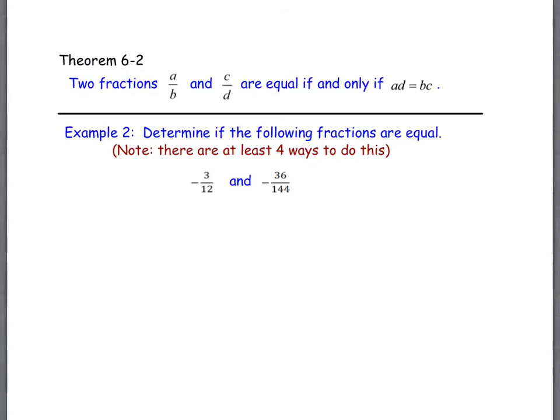All right, Theorem 6.2. Theorem 6.2 says that A over B and C over D are equal if and only if AD equals BC. And sometimes people will call this what? Do you remember? Yeah, they'll talk about this being cross multiplication. So we're saying something like this: A over B equals C over D, if when you circle these here and you multiply them, they equal the other diagonal multiplied.